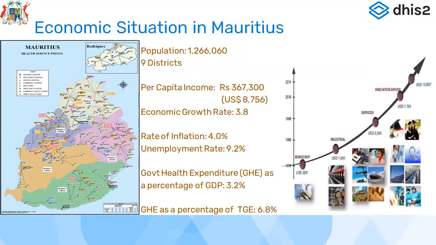We have a population of 1.2 million, 9 districts, and our per capita income is around $8,700 with an economic growth rate of 3.8%. Our government health expenditure as a percentage of GDP is 3.2%, and our health expenditure as a percentage of the total expenditure for the government of Mauritius is around 7%.